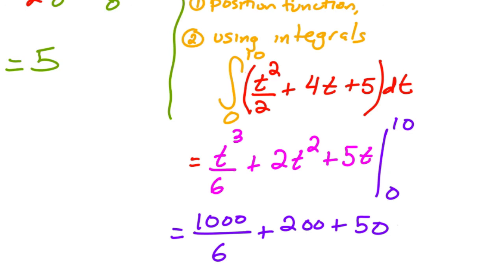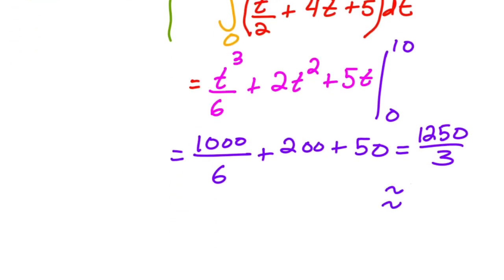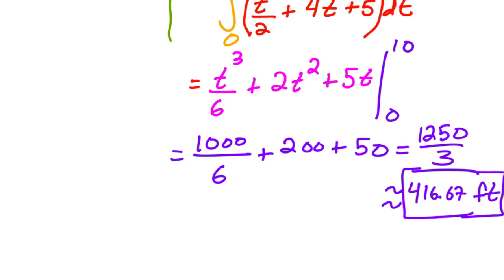And so what I get is 1,250 over 3, or about 416.67. And what are the units? Oh, I need the units. The units are feet. So that's how far our car slash frog slash turtle, whatever you chose, traveled. And that's it. Nice work.